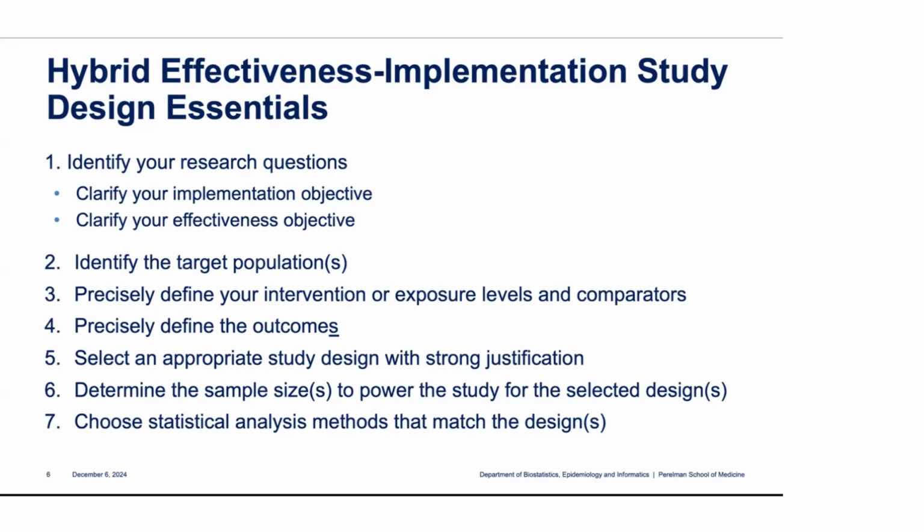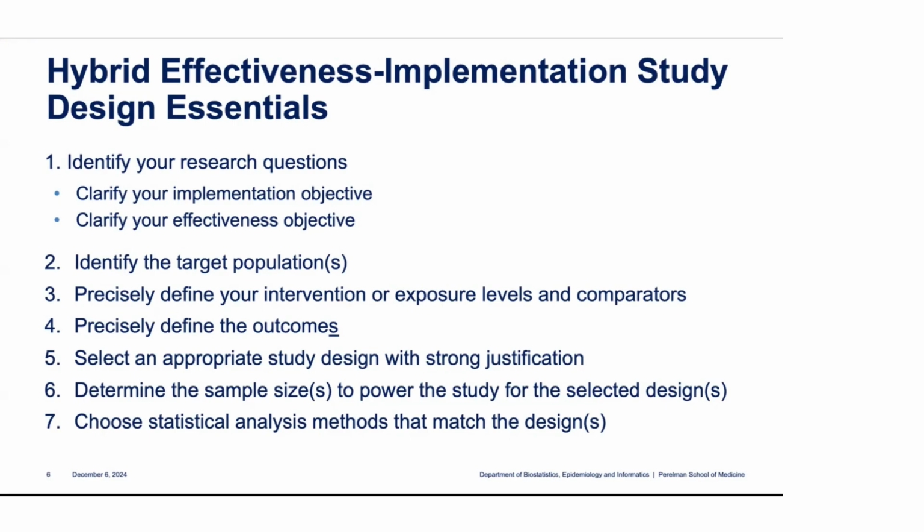We then want to identify the target populations and also the units that will be drawn from those populations. And those might not be exactly the same across the two objectives. We want to precisely define our intervention or exposure levels and comparators. We want to precisely define our outcomes, and necessarily we'll have two because it's a hybrid implementation effectiveness design.